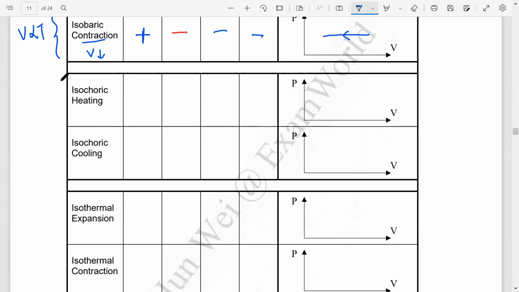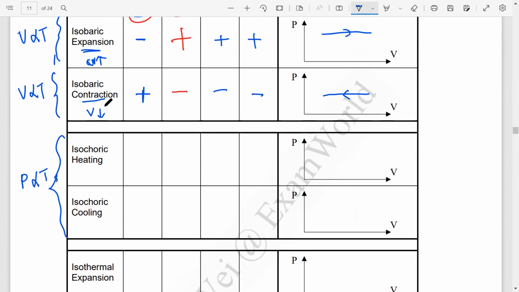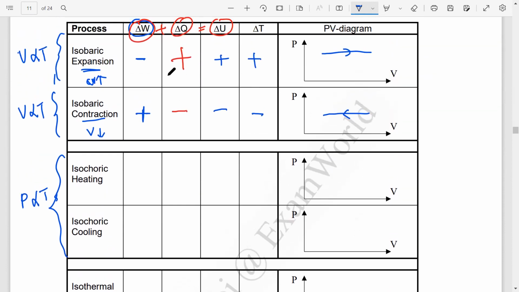Okay, next, isochoric means constant volume. Constant volume means pressure is proportional to temperature. First thing, constant volume means there's no change in volume. Now, this delta W, right? Just now you proved that it's going to be P delta V, if you recall. So there is no change in volume means that the work done is going to be zero.